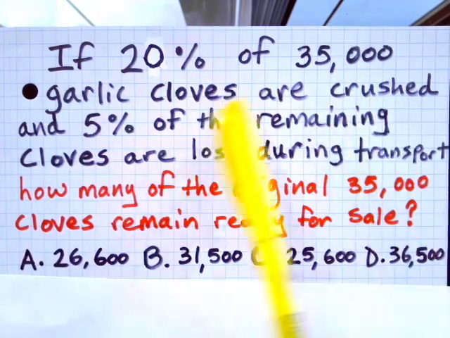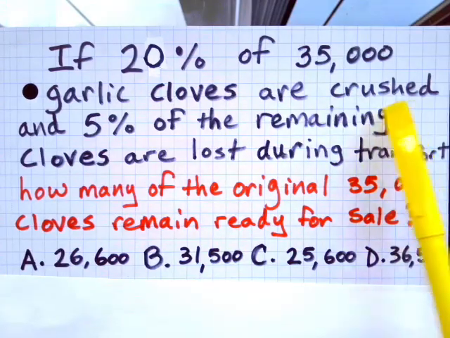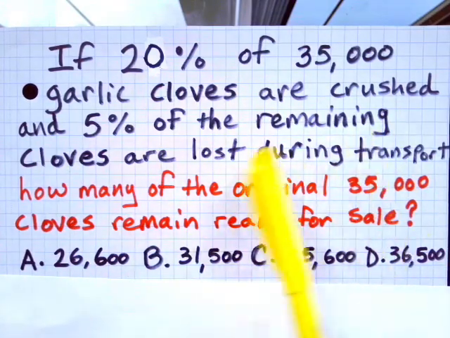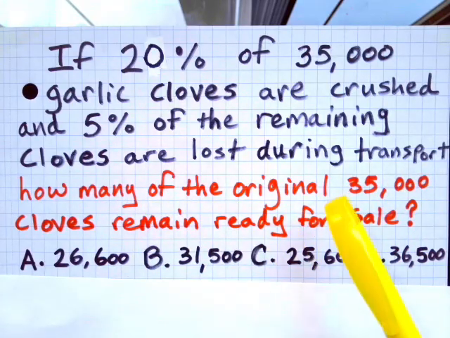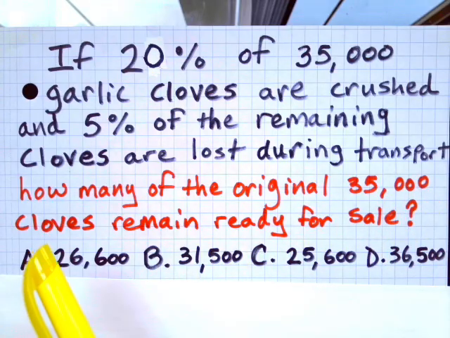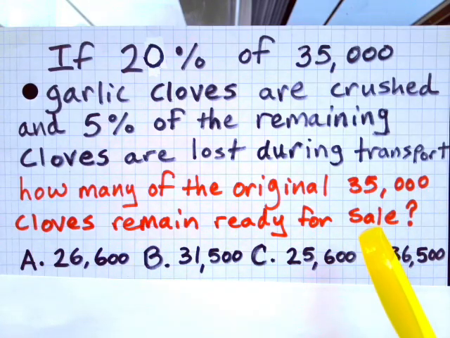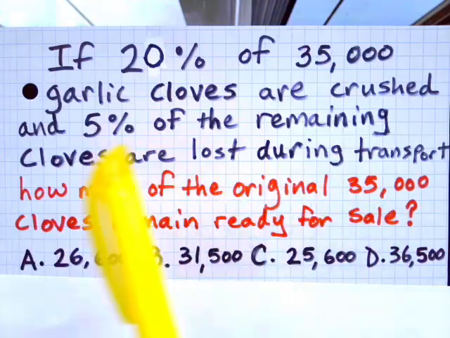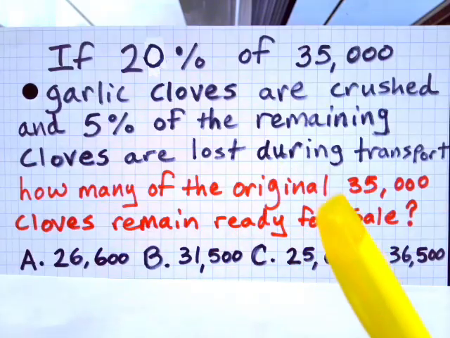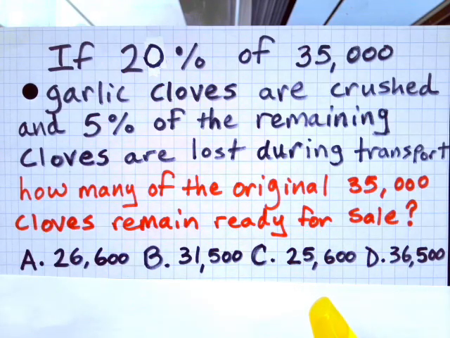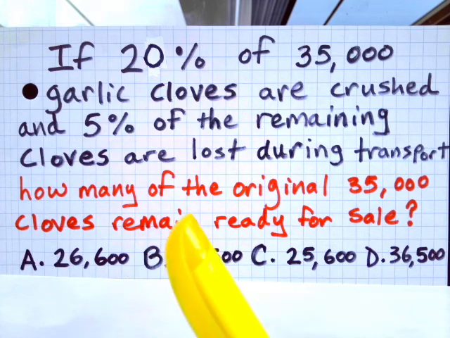If 20% of the 35,000 garlic cloves are crushed and 5% of the remaining cloves are lost during transport, how many of the original 35,000 cloves remain ready for sale? So you have option A, B, C, and D. I've gone over in part 1 video. What you want to ask yourself, and if you have to read through the question again, read through this question. If you want to draw a picture, draw a picture. Anytime you have a word problem and you're struggling, a picture is worth 1,000 words.